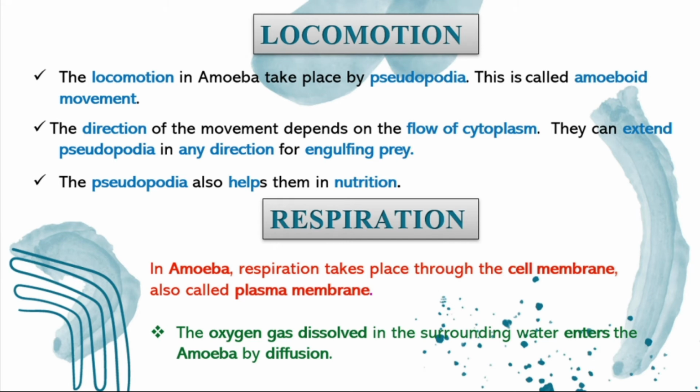Locomotion. The locomotion in amoeba takes place by pseudopodia. This is called amoeboid movement. When it moves to catch its prey, the pseudopodia help for the movement, and that is called amoeboid movement. The direction of the movement depends on the flow of cytoplasm. They can extend pseudopodia in any direction for engulfing prey.